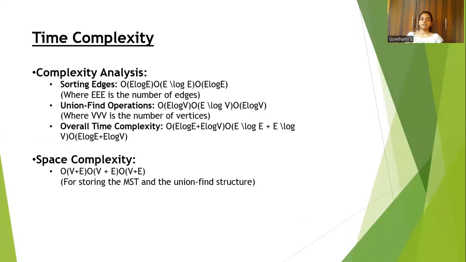And what is the time complexity of it? Time complexity analysis: sorting the edges takes O(E log E). Union-find operations are also involved, where V is the number of vertices. Overall time complexity would be this. And what about the space complexity? Space complexity is the memory taken by the data being allocated. It is important for us to maintain both the time and the space complexity, because the efficiency of the algorithm is judged on these two components.